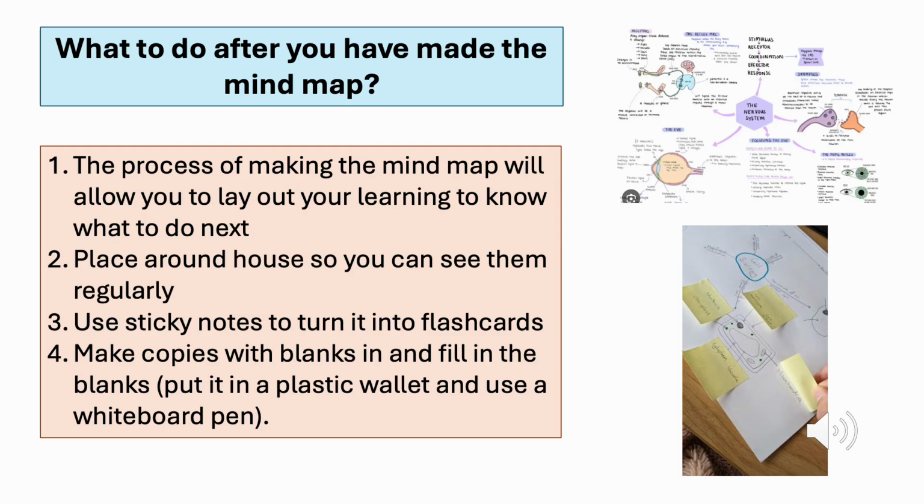Another option, if you look on the screen at the bottom picture, you've got sticky notes that you can put over the top of your poster, and you can essentially make some quick flashcards. Another example which I thought was quite nice of what to do is you can print copies with blanks in them, and then put them in a plastic wallet, essentially turn it into a whiteboard, and you can kind of use it as a fill in the blanks activity. And then obviously mark it with your master copy that you've made, which has got all the answers on. So there's a few options there.